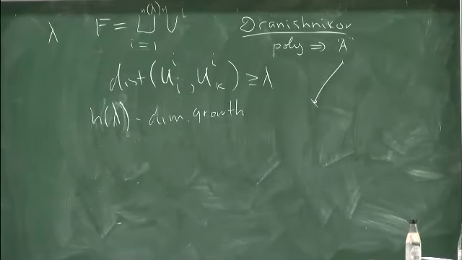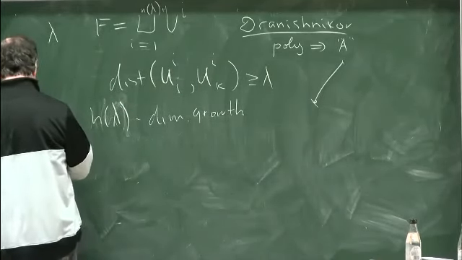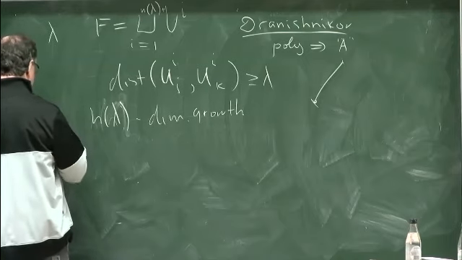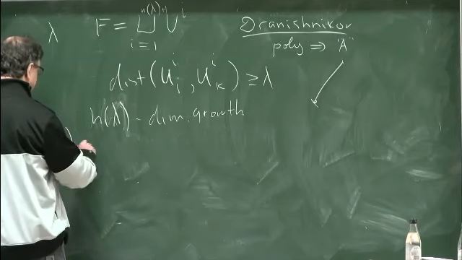So the statement we proved with Dranishnikov is that the dimension growth of the Thompson group is exactly exponential.